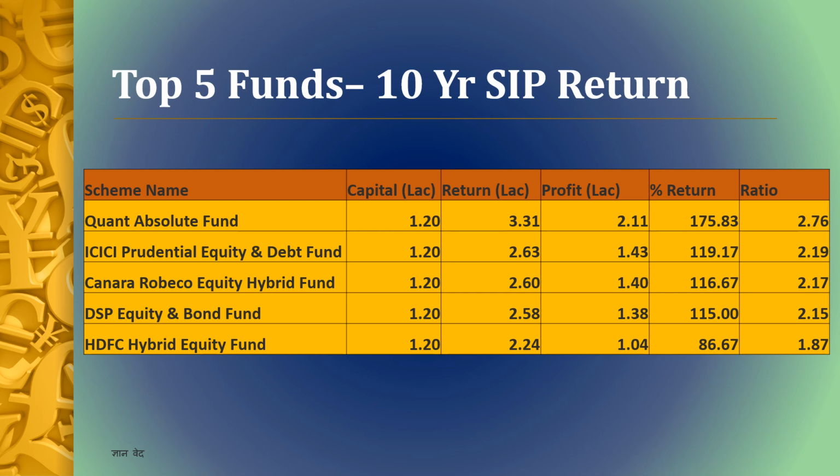Now let's take into consideration how the SIP performance is for these 5 funds. We can see here the Quant Fund is showing the top performance, which has given like 2.76 times return. We have considered 1000 per month, so for 10 years you would have invested 1 lakh and 20,000. The second column shows the return you would have got after 10 years. The first one is Quant. At second position we can see ICICI Prudential, and Canara Robeco is at third position.